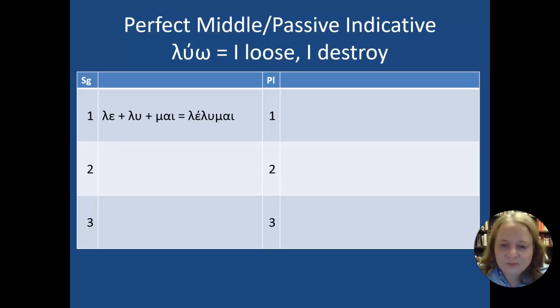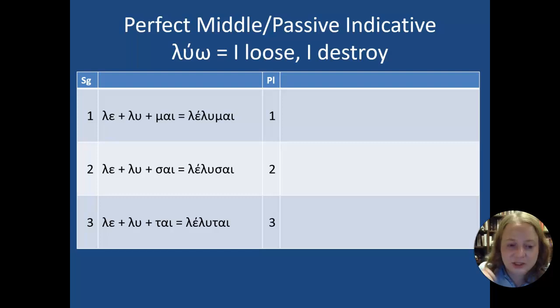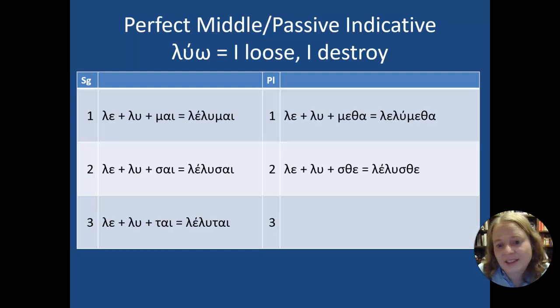This is for luo. So if I take my stem lu and I double the beginning part of it, le, and I add my ending, instead of omai, I just add mai: lelumai. That means this one doesn't change in the way that you've been used to it changing, because the lelusai, the sigma is actually going to hold here, but that's the second person. You have been destroyed. Lelutai, lelumetha, leluste, lelun tai.